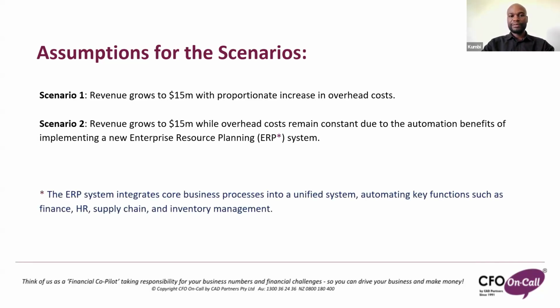So an ERP system integrates the core business processes. Like, for example, we're looking at finance department, HR, supply chain, and inventory management. So when you introduce an automated ERP, it can unify the whole process to avoid back and forth and makes the process well streamlined and more efficient. Hence the cost saving that we're talking about.